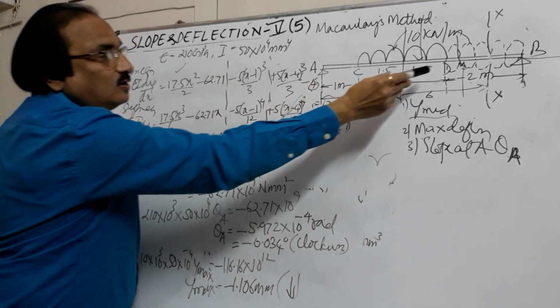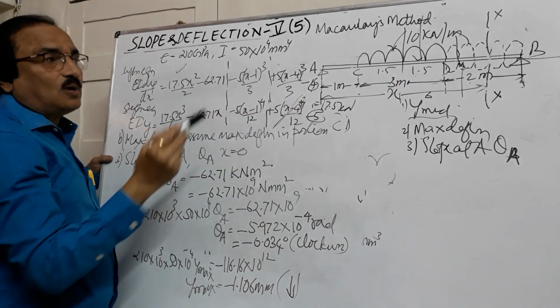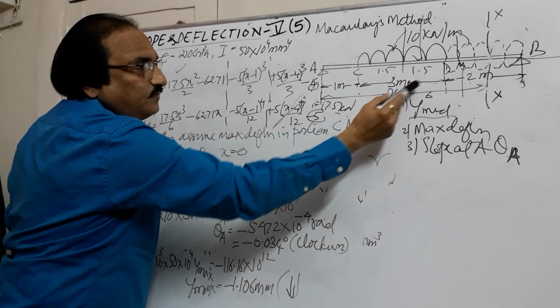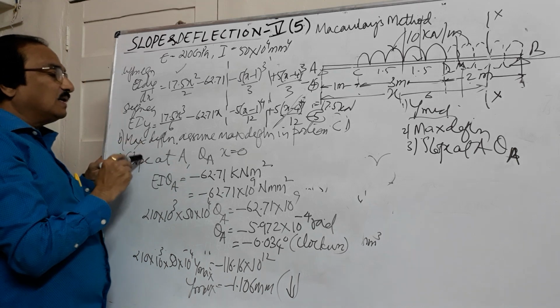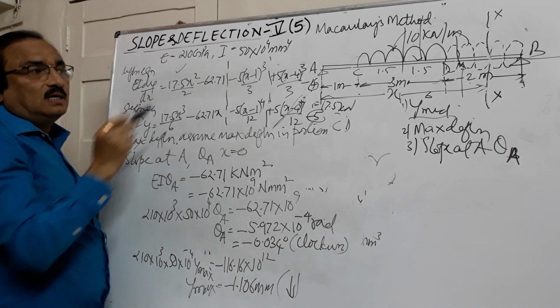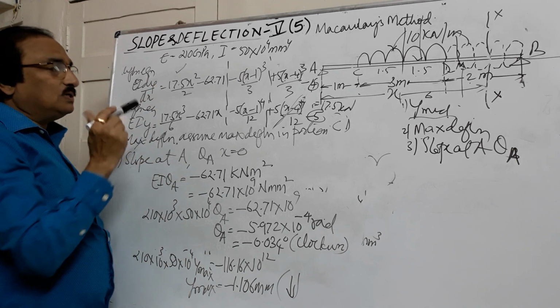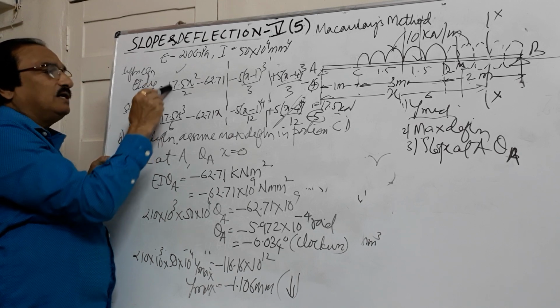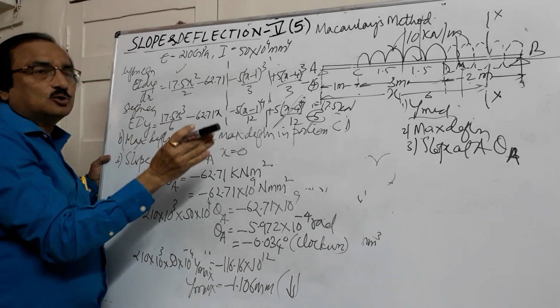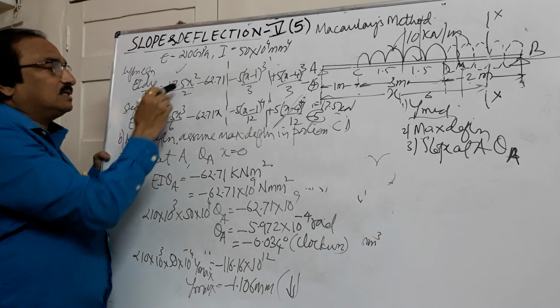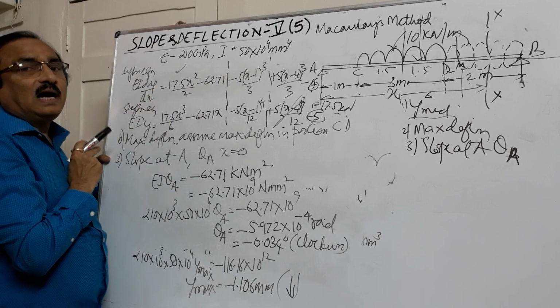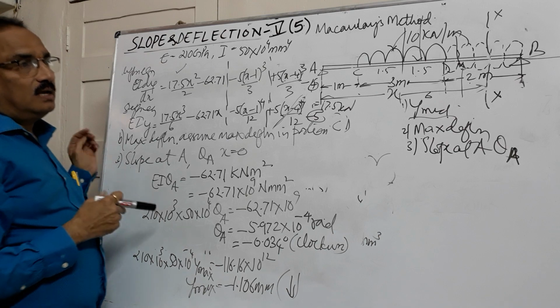Like this, I can find the deflection at D. At D, what will be the distance x? 3 plus 1. So substitute x equal to 4 meters, and you will get the deflection at point D. Like this, once you form these slope and deflection equations, you can find the slope and deflection at any point in the beam section. That is the benefit of this slope and deflection equation.